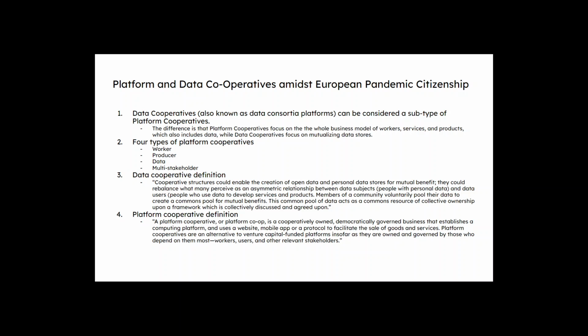Then we have the platform cooperative definition, which is just a cooperatively owned, democratically governed business that establishes a computing platform and uses a website, mobile app, or protocol to facilitate the sale of goods and services. And generally, it's an alternative to venture capital funded platforms, insofar as they are owned and governed by those who depend on them most: workers, users, and other relevant stakeholders. As you can see, a data cooperative can pretty much fall under that definition of platform cooperative.